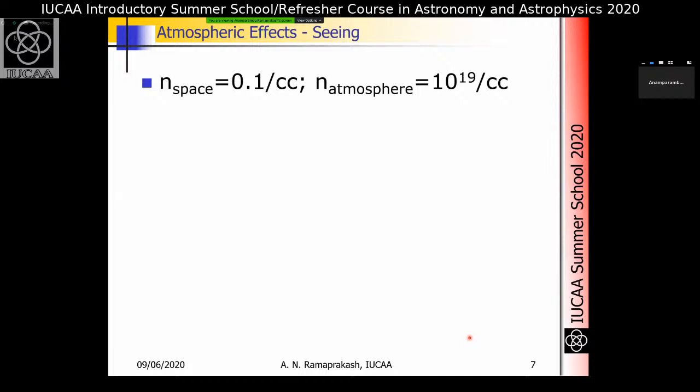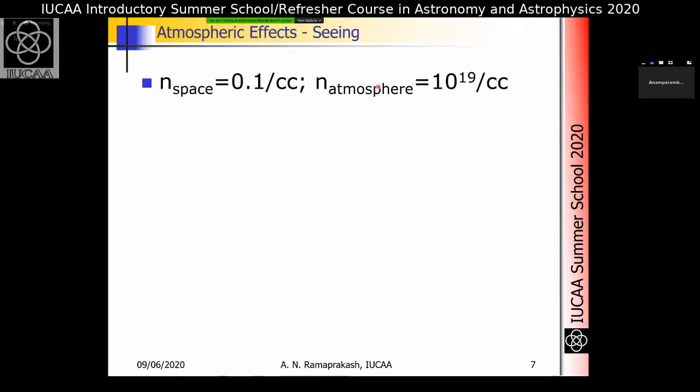If you take empty space far away from Earth, and take a box of 1 centimeter by 1 centimeter by 1 centimeter, that is 1 cubic centimeter, 1 cc of volume in empty space, there is hardly any particle. You have to take 10 cc of empty space to find even one particle. So space is really empty.